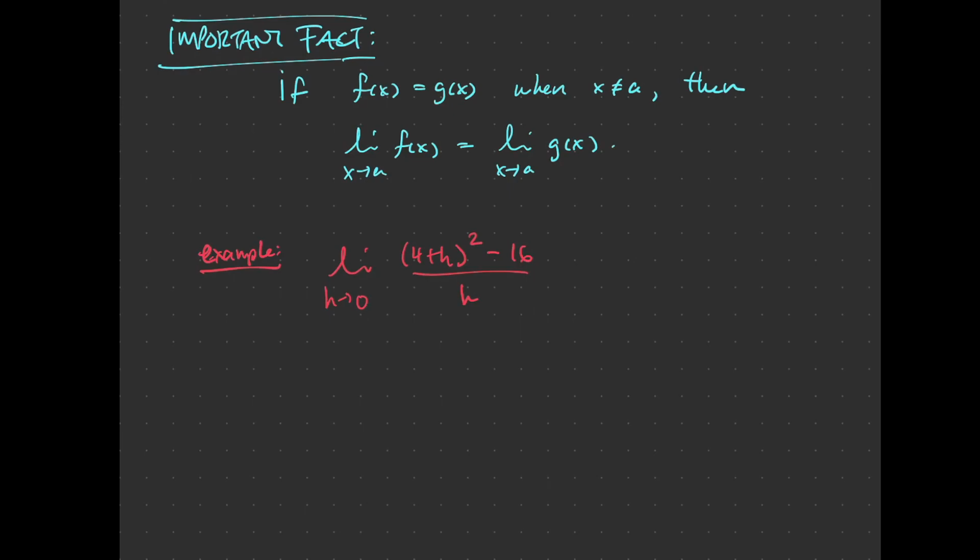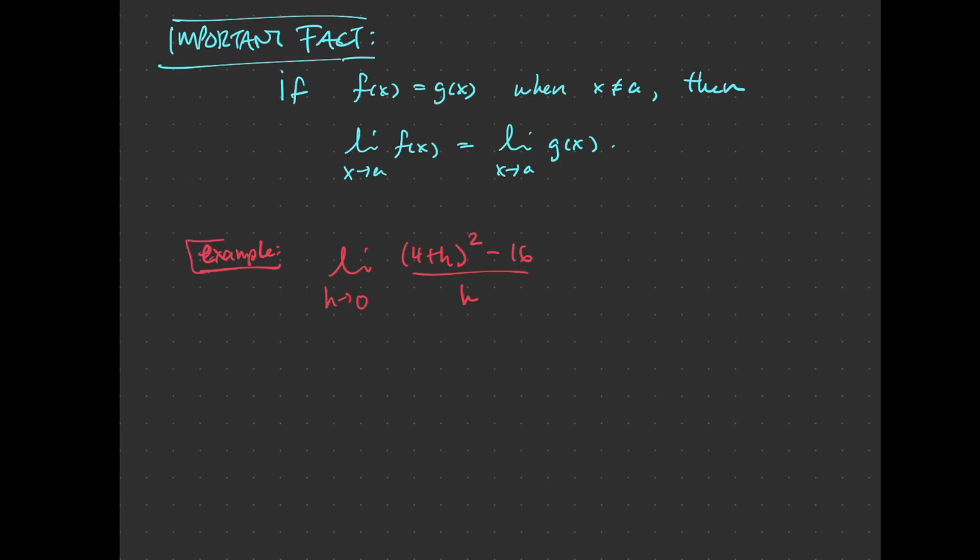Okay, another key factor you're going to need is that if two functions are equal except at a single point, when x is not equal to a, if they're equal everywhere else, then their limits are going to equal each other at x equals a. So what that means is, if one function maybe isn't defined at one single point, and the other one is, and they're equal everywhere else, then those limits are the same. Okay, and that's provided that they exist.